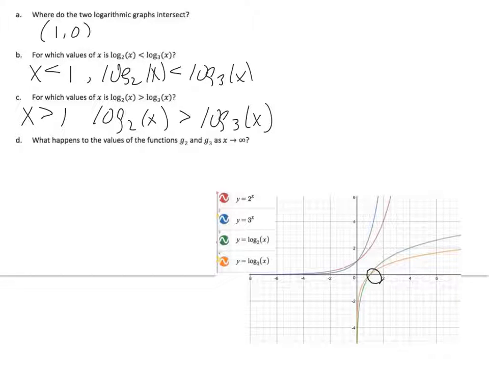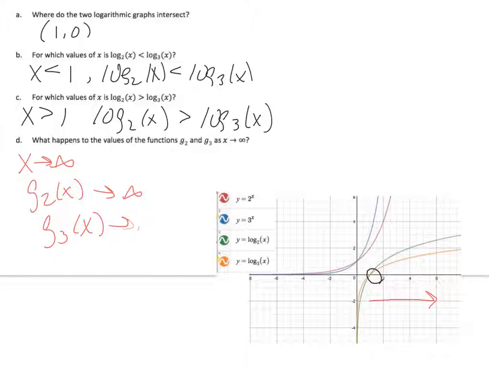What happens to the values of the functions g2 and g3 as x approaches infinity? As x goes this way, what happens to the values of the functions g2 and g3? As x goes to infinity, both g2 of x goes to infinity and g3 of x goes to infinity. These values are just going to keep on getting more and more and more. They're going to increase as x approaches infinity.